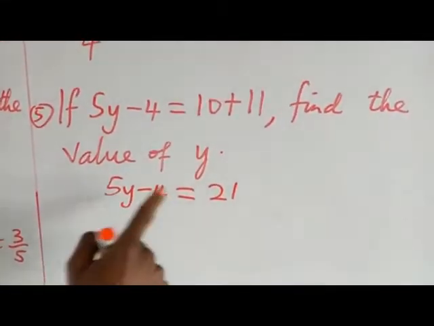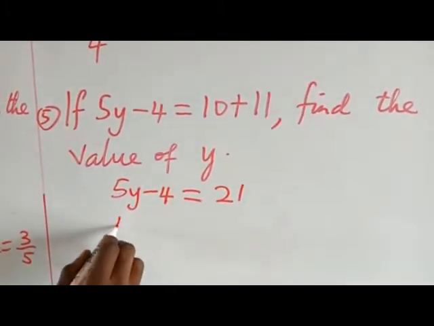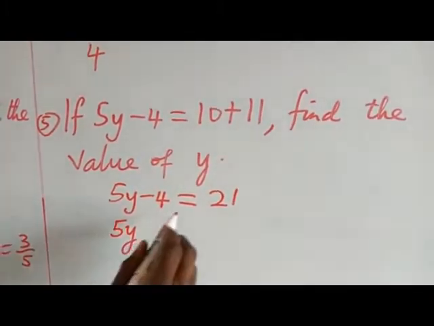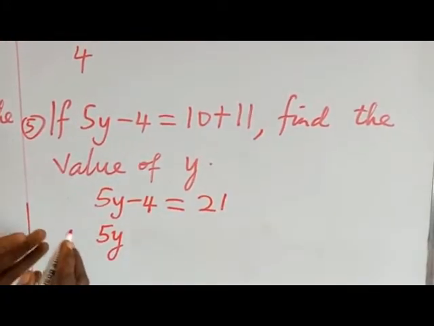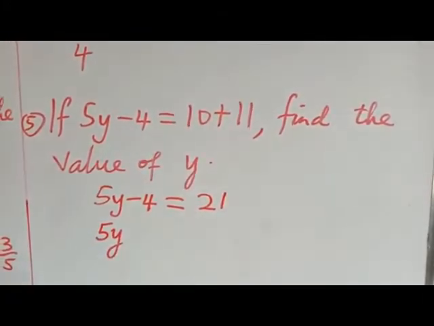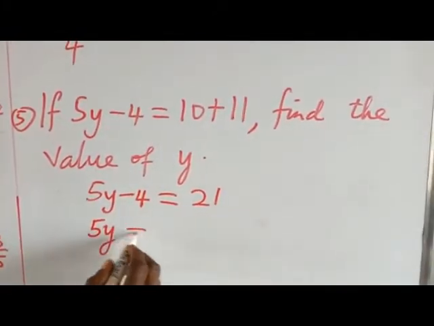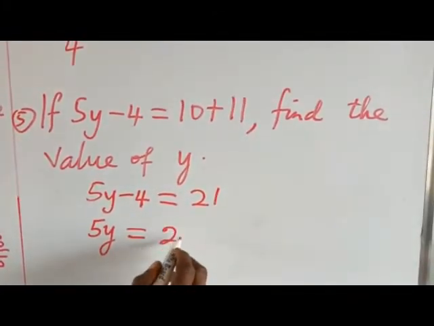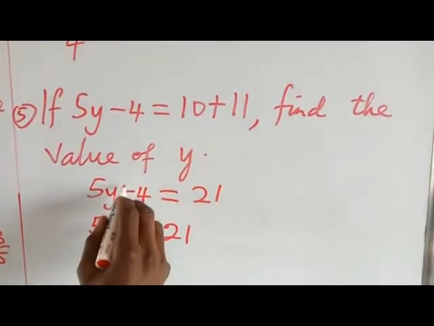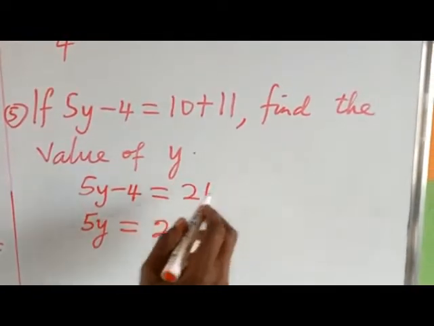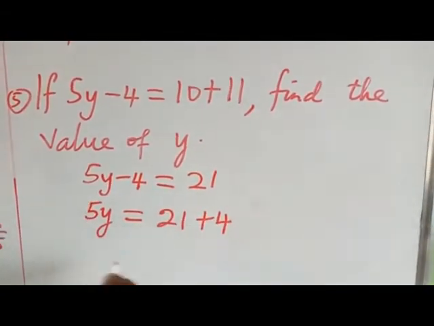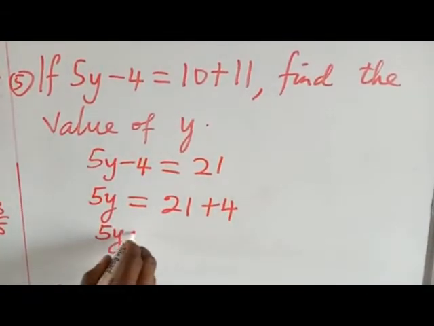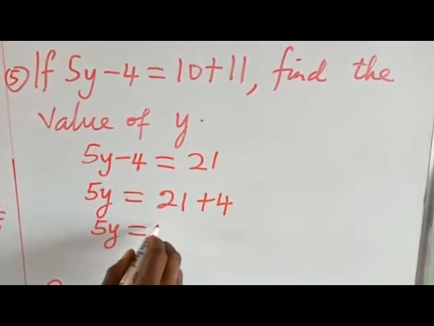So the next thing we're going to do is to collect like terms. That means you take the one that has variables, the coefficient, to one side, and the one that has whole numbers to one side. So 5y is equal to 21. Then when this minus 4 crosses the sign of equality, it becomes plus 4. So you add plus 4. You now have 5y equals 21 plus 4, which is what?